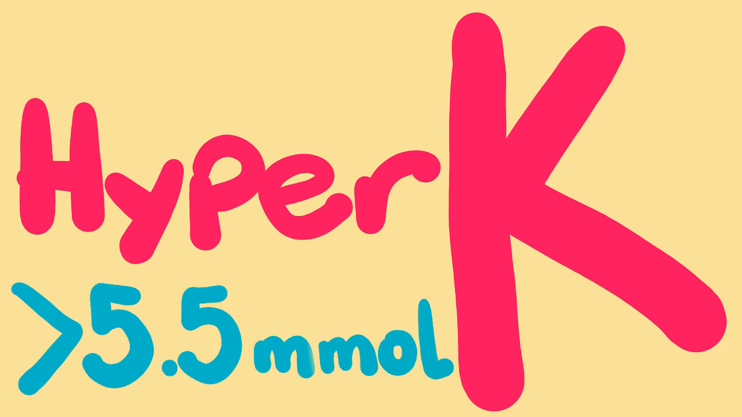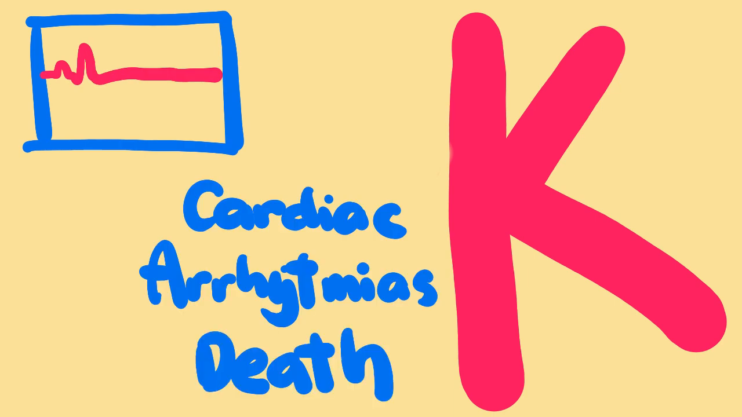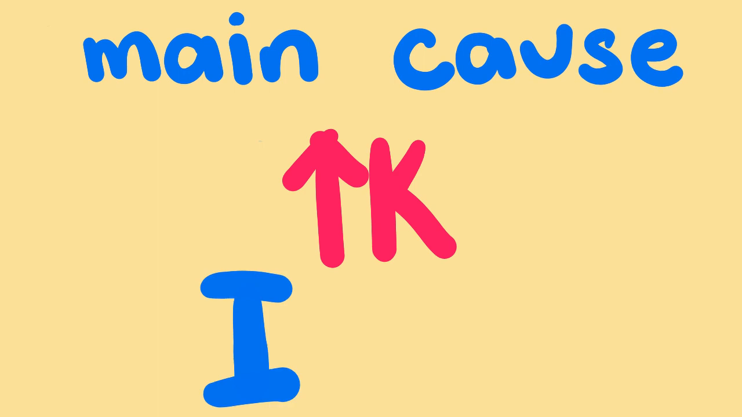Our topic today is hyper-K, which is defined as potassium of 5.5 millimole and above. We all know that hyperkalemia can be very life-threatening. It can cause cardiac arrhythmias and even sudden death. But what are the main causes we see in ICU?